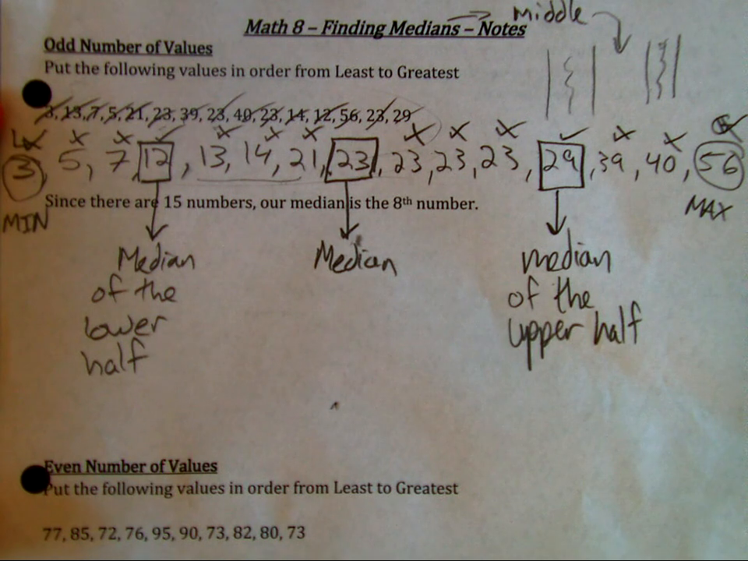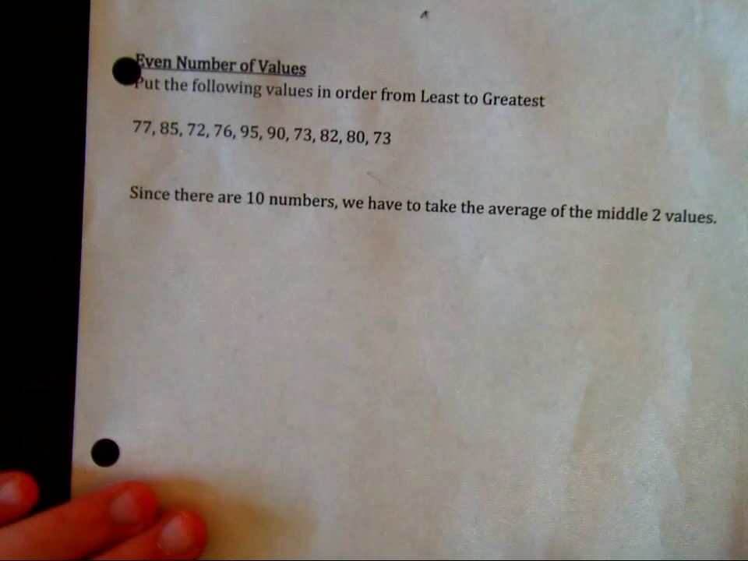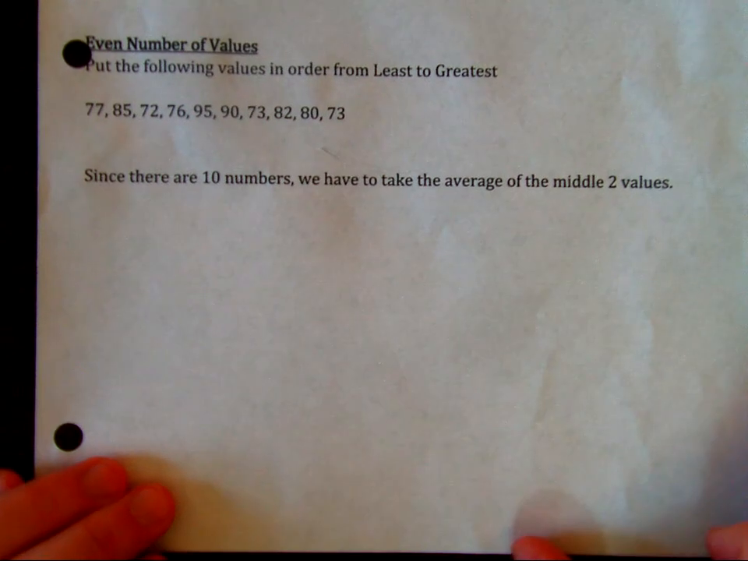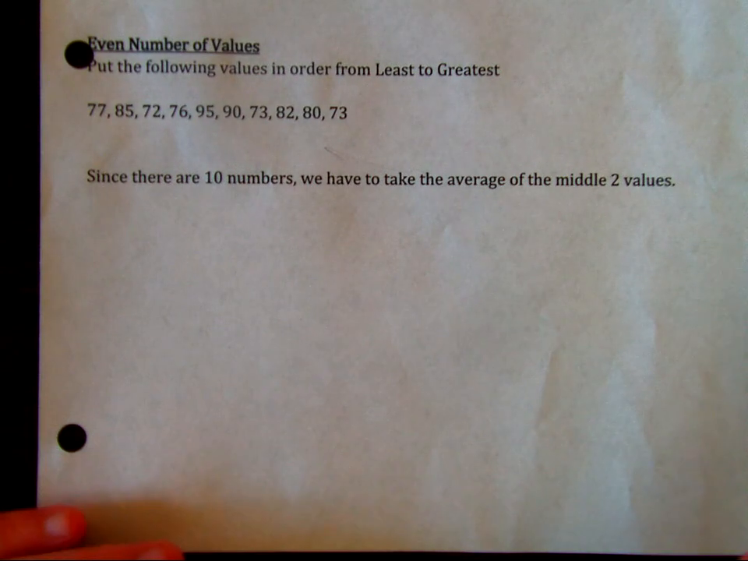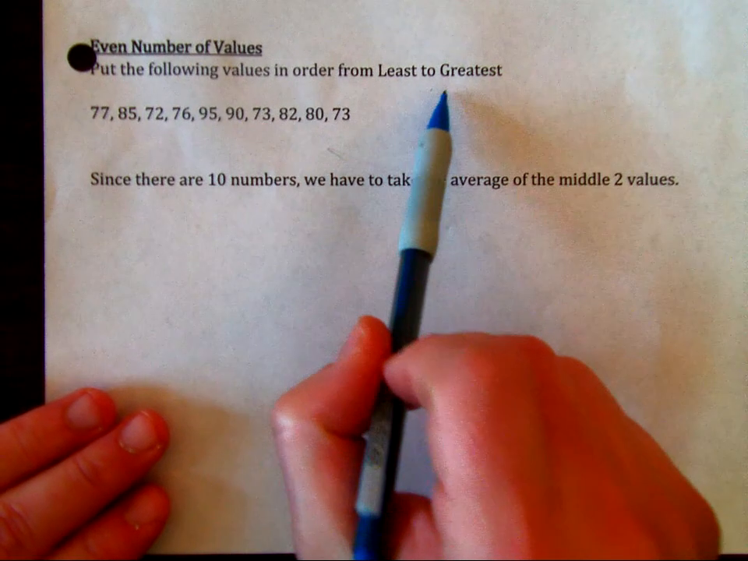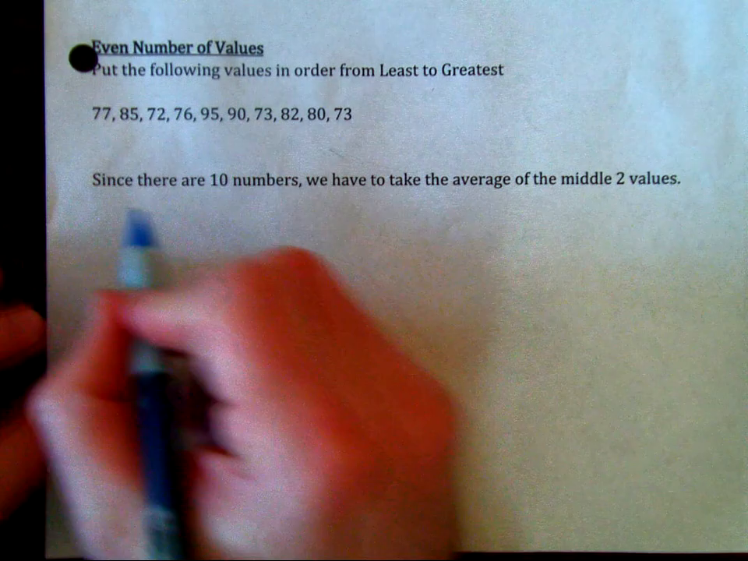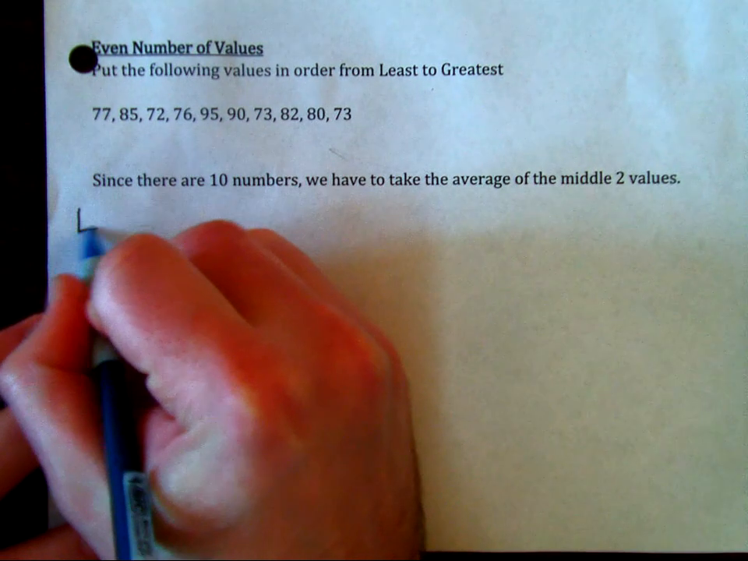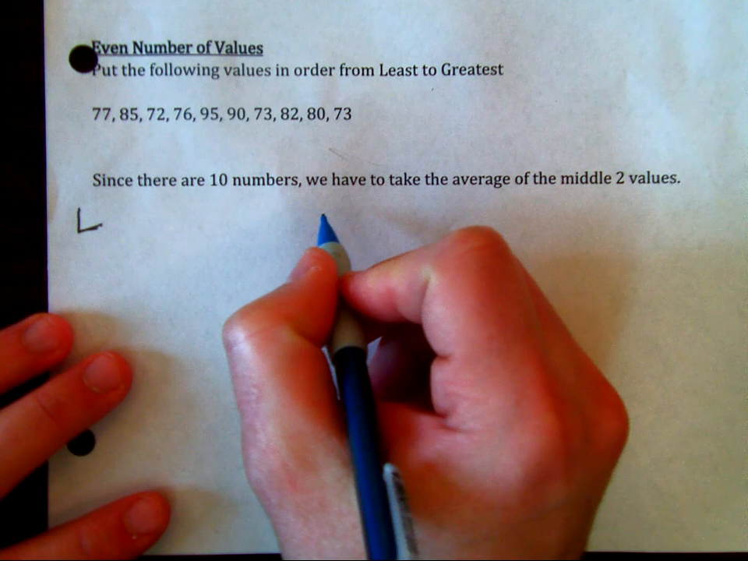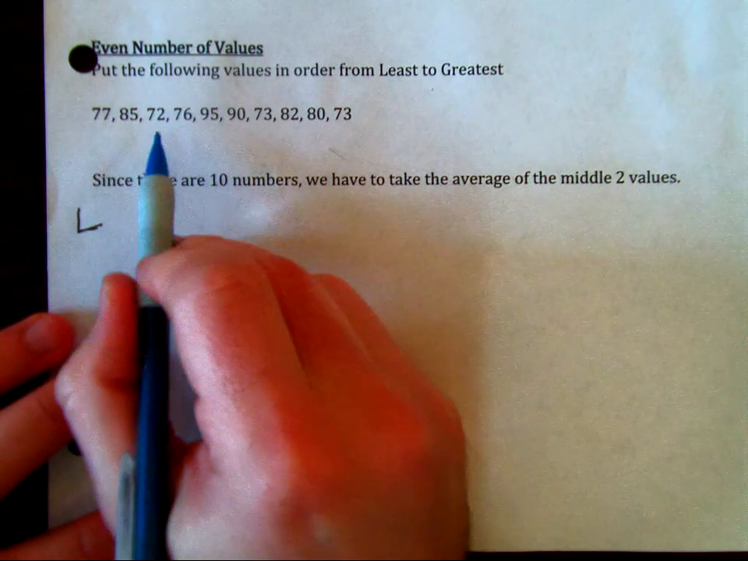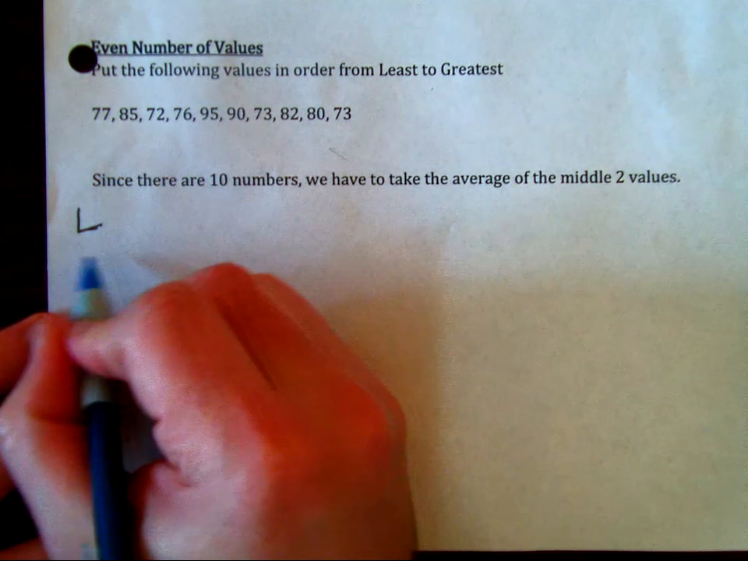So now, what happens if you have an even number? Meaning, I have an even number of values in my set of numbers. So it says, put the following in order from least to greatest. So let's do that first. So let's say, all right, I'm going to have my lowest or my smallest number. Well, that's going to be our 72.